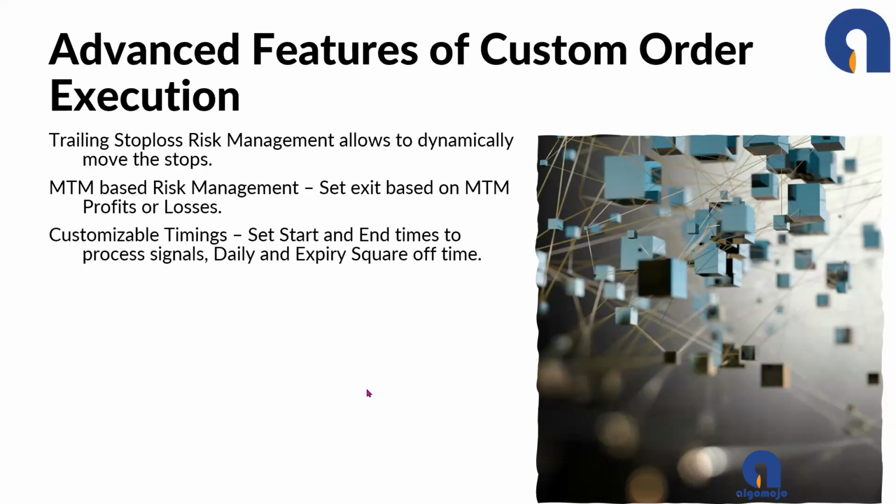You can set timings as to when you want to trade, whether you want to trade throughout the day, or only during the first 1 hour or 2 hours when the volatility is very high, or you would like to trade once the market stabilizes, say from 11 o'clock till 2:30 or 2 o'clock. So you can define the time during which you would like to place orders or take positions. You have that flexibility built into our system.